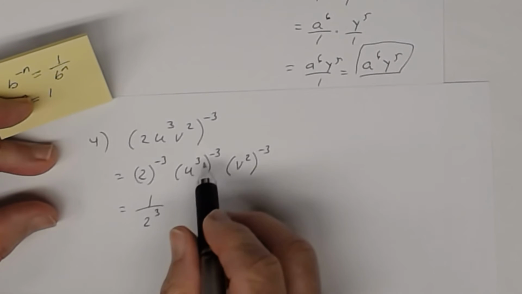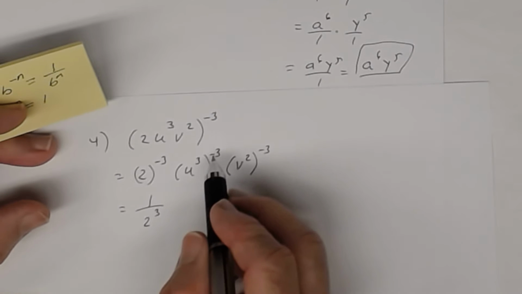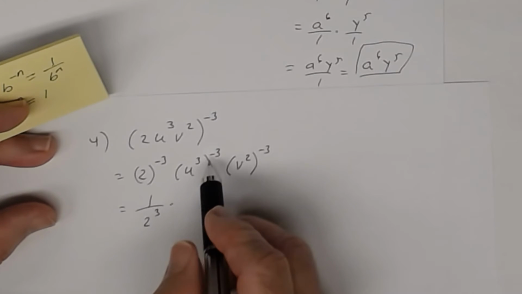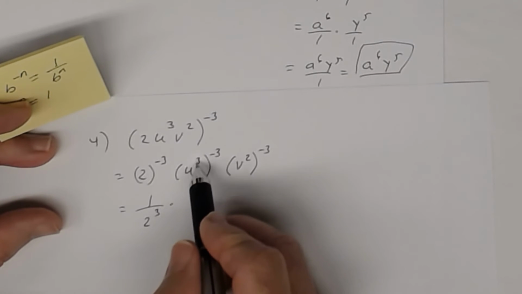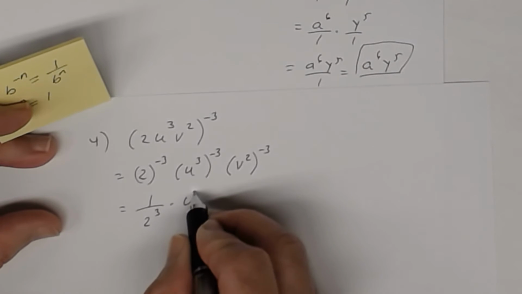Now let's go ahead and remember your power of a power rule. So I have u to the 3rd raised to the negative 3rd, so 3 times negative 3 is negative 9, right?